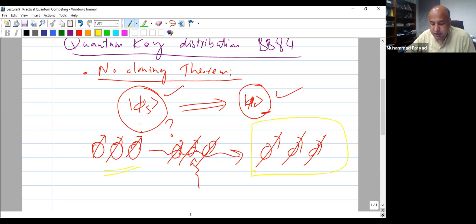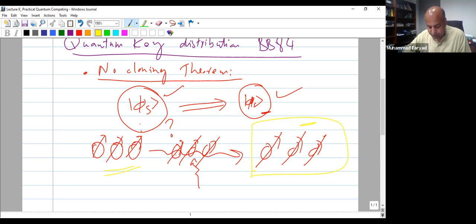This BB84 algorithm tries to exploit this disturbance of information because of interception to make sure that we are able to do secure communication. Because at the very least, when we know that information has been disturbed, somebody has to have tried to read it, we can discard it and try to send again.